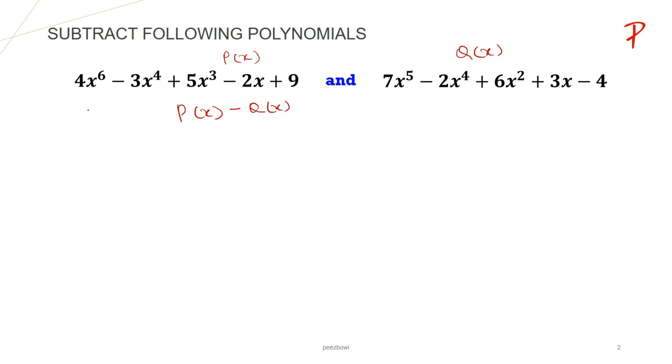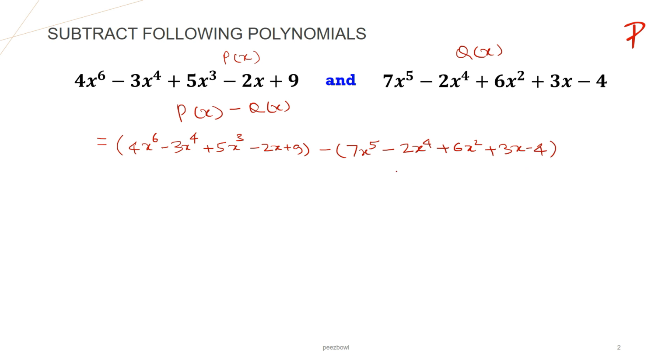Okay, let us rewrite the subtraction. We have to subtract q(x) from p(x). And that means we have to subtract the second polynomial from the first polynomial, right? So we can write p(x) minus q(x) as 4x to the power 6 minus 3x to the power 4 plus 5x cube minus 2x plus 9, and from this we have to subtract 7x to the power 5 minus 2x to the power 4 plus 6x square plus 3x minus 4.